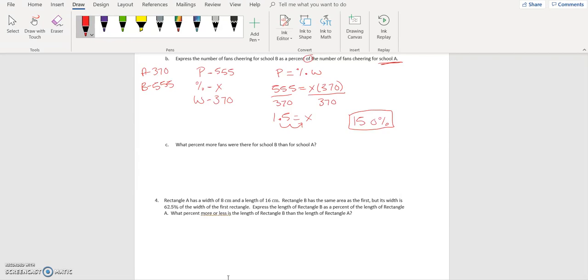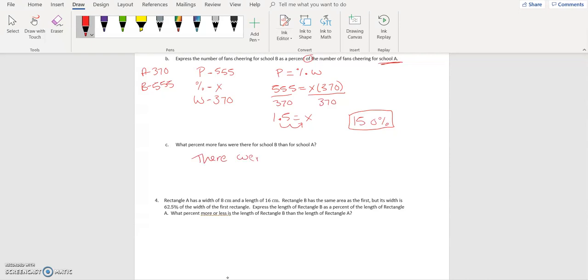Okay. What percent more fans were there for school B than for school A? So school B had 50% more. I'm looking at this 150. So school A at 100% would have 100%, and then school B had 150. So we actually needed to use part B for this question, not part A.